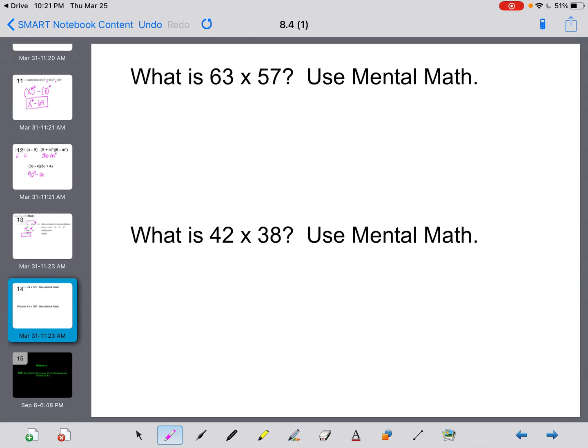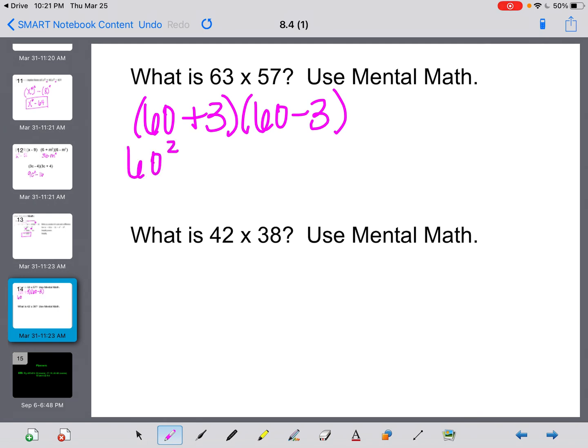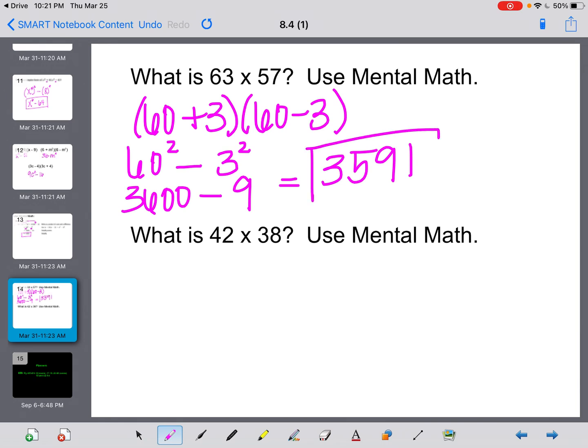Okay, using mental math, 63 and 57 are both 3 away from 60. So I'm going to do 60 plus 3 and 60 minus 3, which means I'm going to square the first term, square the second term, and put a minus. 60 to the second power is 3,600. 3 to the second power is 9, and 3,600 minus 9 gives us 3,591.